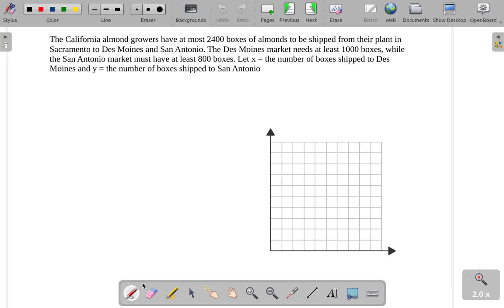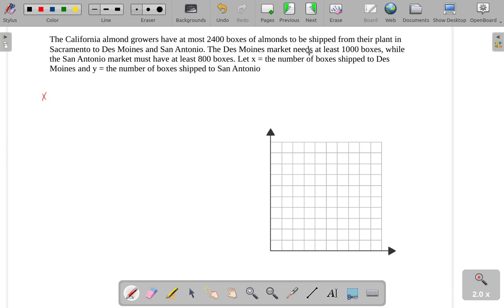We're being told to let X be the total number of boxes shipped to Des Moines, Y be the number of boxes shipped to San Antonio, and we want to graph the system of inequalities that results from these constraints. It doesn't say that right here, but that's what we're doing. So let's think about what kind of constraints there are.